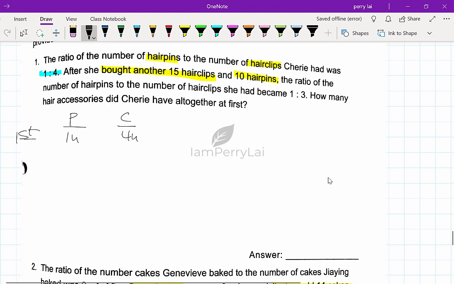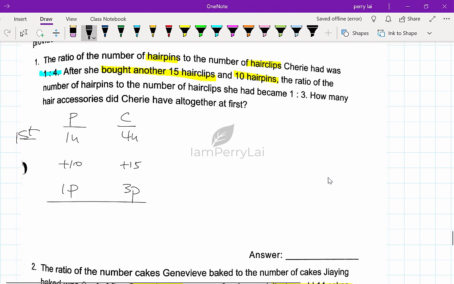The change is she bought another 15 hair clips. Tricky. Another 15 hair clips and another 10 hair pins. And the ratio became 1:3. So there's the change. Let's see, 1:3 would be, I'm going to use 1 part and 3 parts, and I'll explain why afterwards.